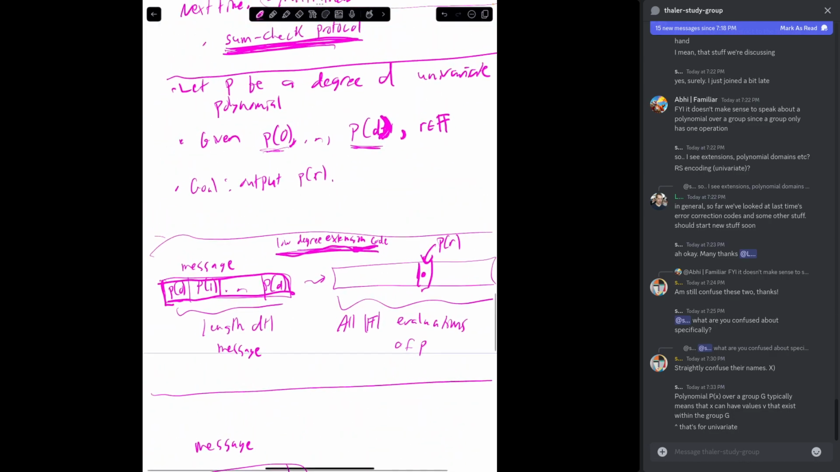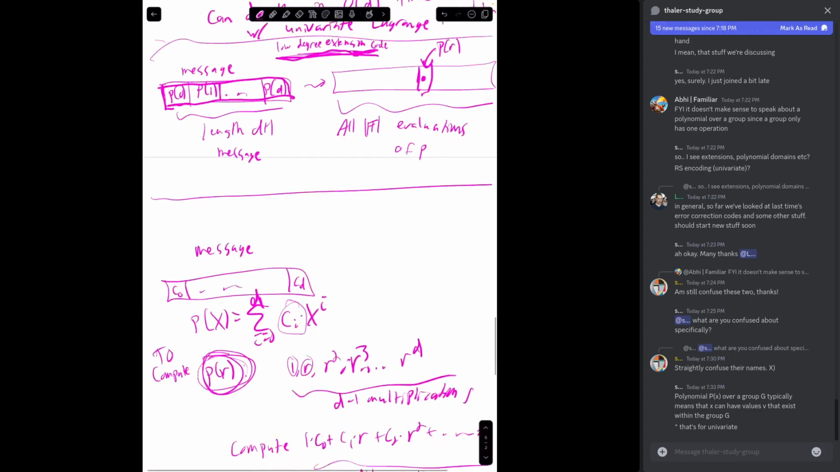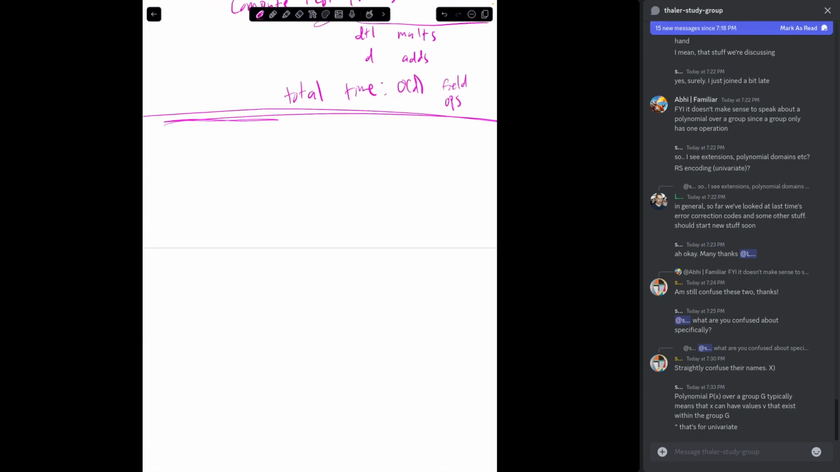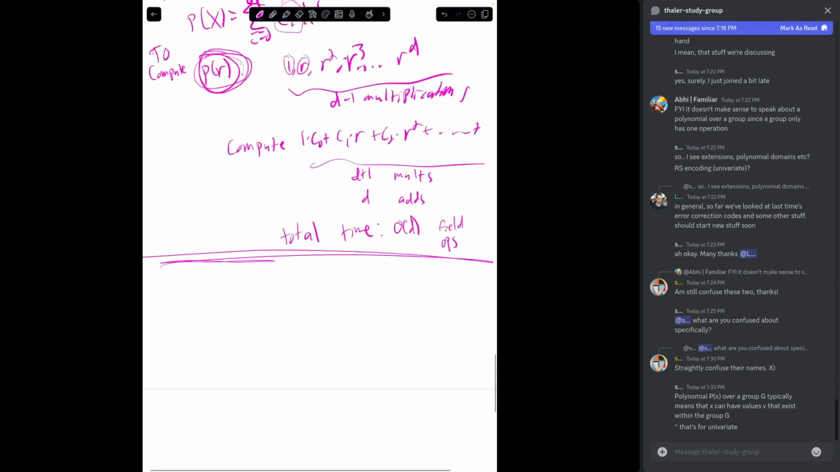If I interpret the message symbols as evaluations of the polynomial instead of coefficients, it's less obvious. But nonetheless, we can do this in the same runtime asymptotically, order D time. And univariate Lagrange interpolation is just an algorithm to do it. So I'm now going to explain to you the algorithm. The way the algorithm works, conceptually, is also really important in SNARK design. Let's discuss. I'll pause here and see if anyone wants to ask any questions about this.